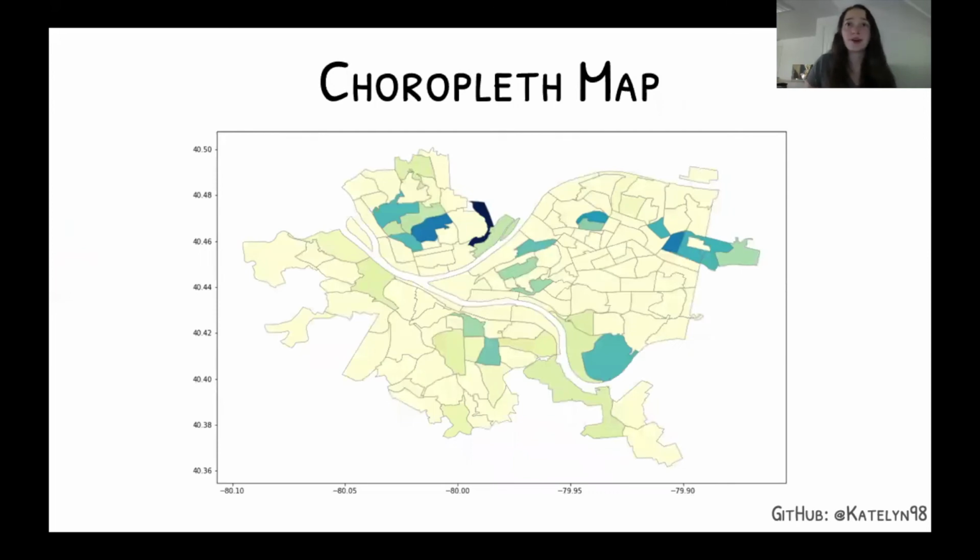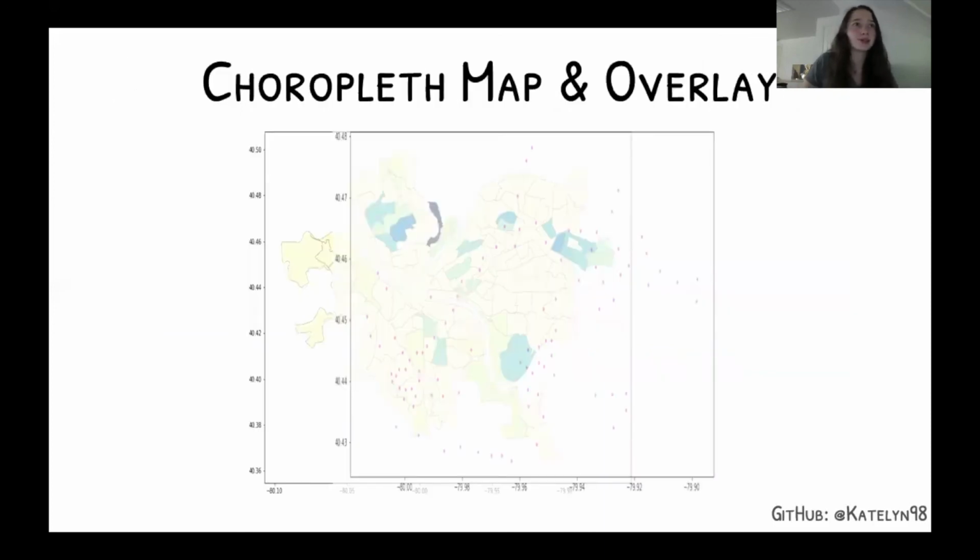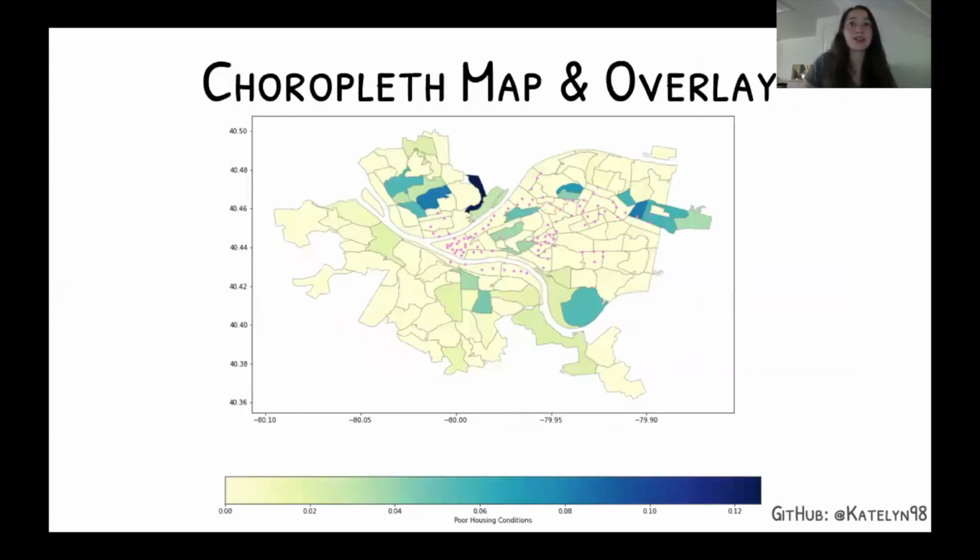And here we have our choropleth map based off of our base, which will be our base map. And these colors are based on the poor housing conditions values. Now the final step is to plot the overlays on top of our base map. Make sure that you set the axis to be the same axis as the one you put for your base map. You can change the marker size or the color. I used violet so it could stand out. And we combine them and voila, you have your map.